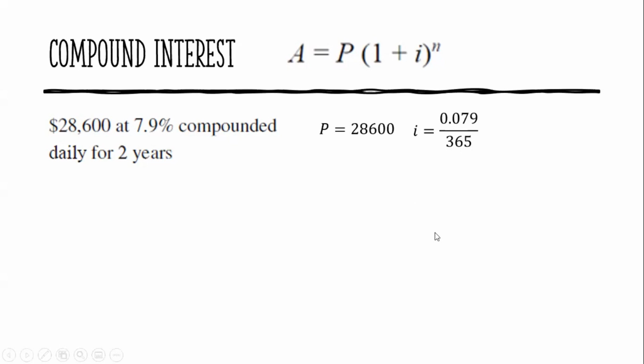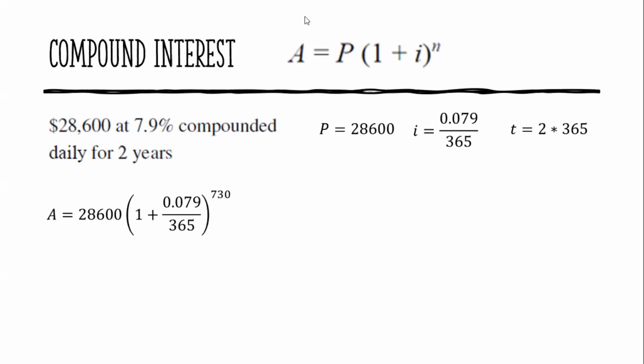And how about the N? It's for 2 years. What do we do with that 2 again? I think everybody knows this now. Multiply it by the 365. So let's go through the calculation. Here's my formula: 28,600, 1 plus 0.079 over 365 up to 730. Keisha, let me give you that one. Give me an answer for that, and round it to 2 decimal places, please.